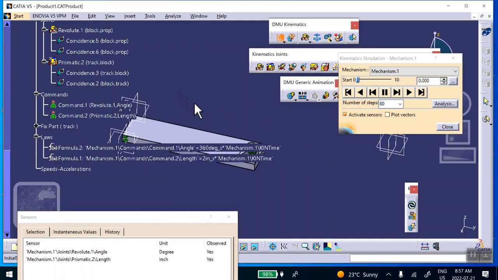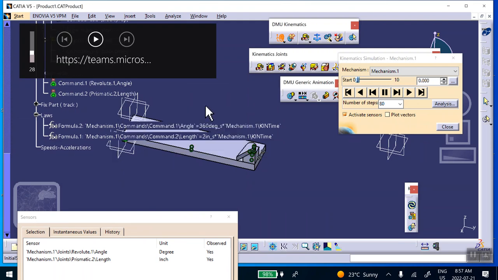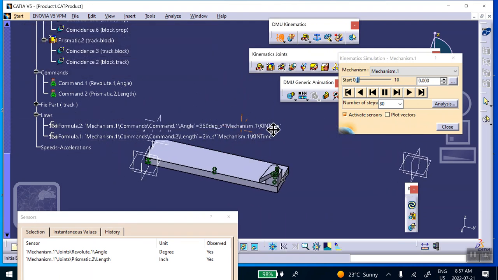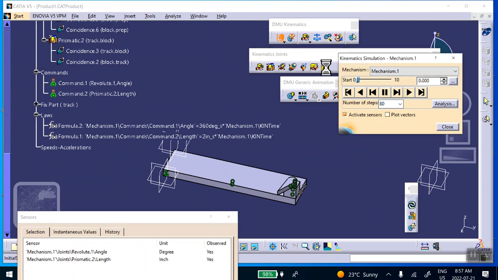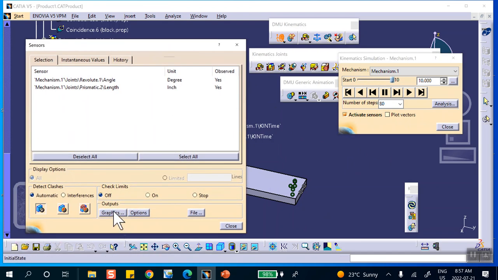Let me get rid of the tree. F3. Oops. Okay, let's play it. Oops. Come on. Okay. It reaches there. And I can go and graph these two commands.